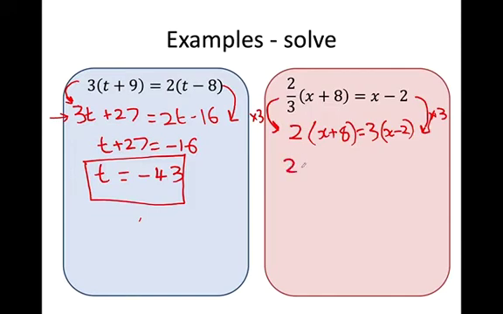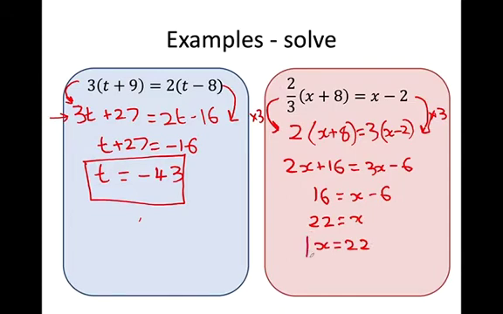So I get 2x plus 16 equals 3x minus 6. I can subtract 2x from this side, so I get 16 equals x minus 6, and therefore I subtract 2x from this side as well. I can then add 6 to both sides, so I get 22 equals x. The way I like to write them is to have x equals 22 as my answer there. Hopefully that's nice and clear.